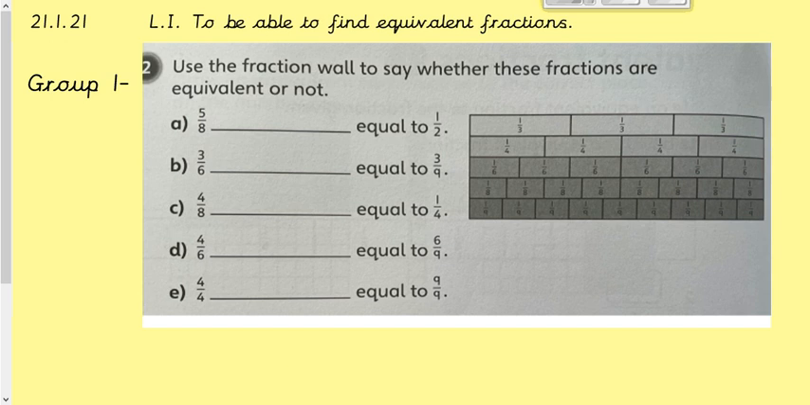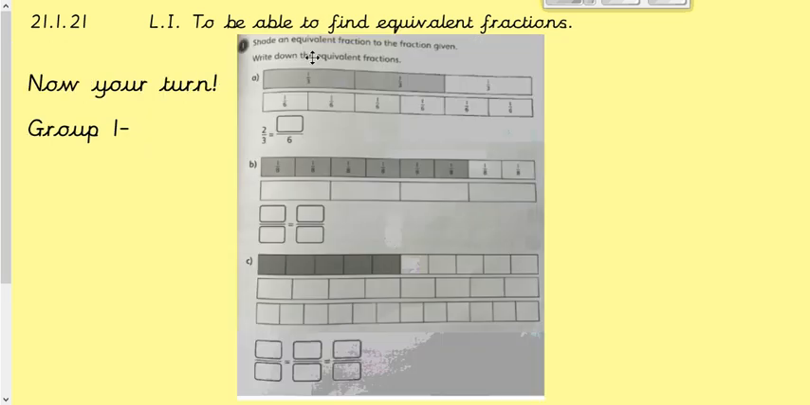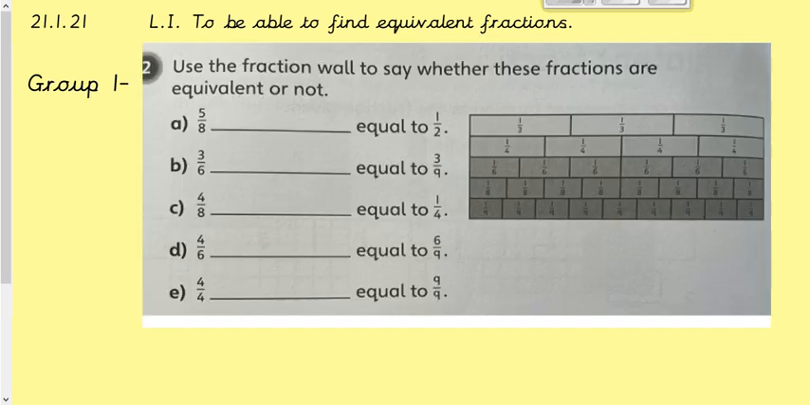Sorry, I forgot to say with this one, I know it says to shade an equivalent fraction to the fraction given. So if you haven't got access to a printer and you don't want to print it off, that's fine. Just draw it in your book, or just write how many you would shade. You don't actually have to shade it if you don't want to. In your books, you can draw lines in between the lines in your book, if that makes sense, to make your own fraction bars. So that was also group 1.